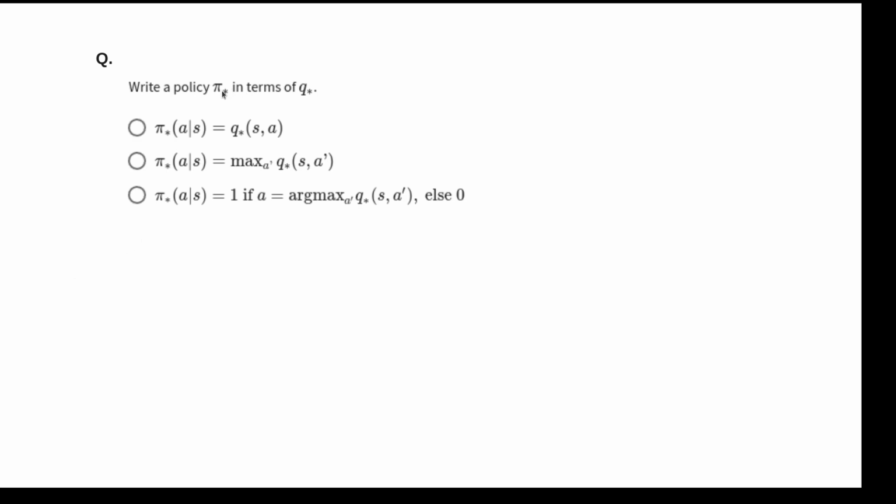Next question: write the policy pi star in terms of q star. Very easy question. Okay, you're saying that B will be possible, pi star of a given s equals max over a. But pi star gives the probability, right, of choosing an action? Then it's C. Exactly, it's true. Anybody else want to comment there? Sir, can you explain that C, the argmax? Yes, definitely I can explain.